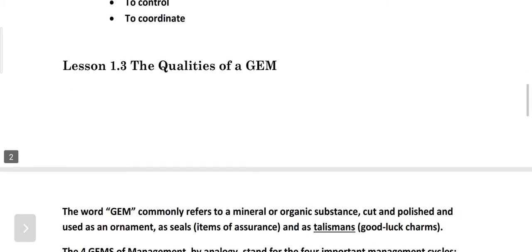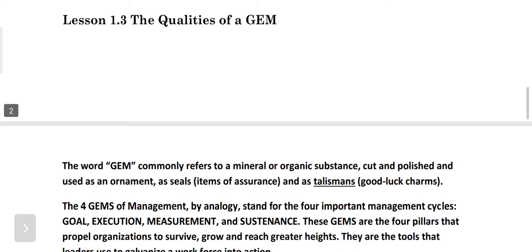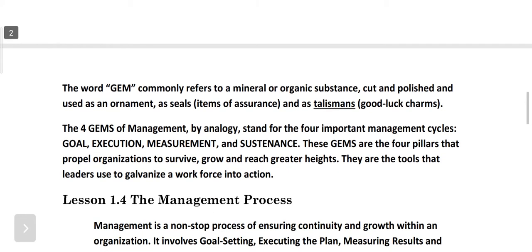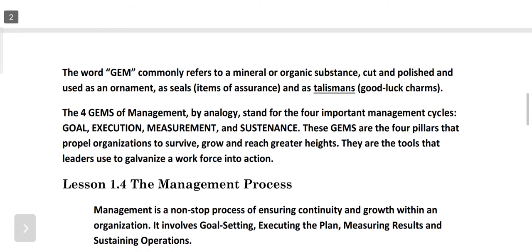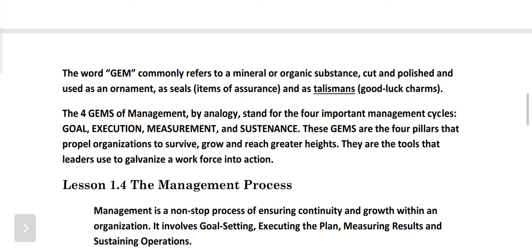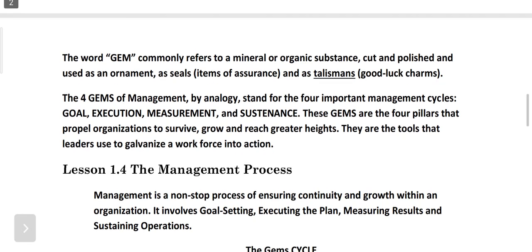Okay. Lesson 1.3, the qualities of a gem. The word gem commonly refers to a mineral or organic substance, cut and polished and used as an ornament or as sales items of assurance and as talismans. Talismans is, ang ibig sabihin is good luck charms.